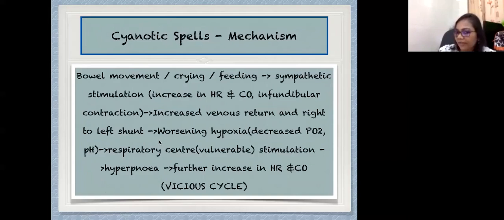So when the PO2 decreases and acidosis develops, the respiratory center gets stimulated and it makes the baby breathe more rapidly and deeply. Then this ends up in a vicious cycle, because hyperpnea will cause a further increase in heart rate and cardiac output. So this is the mechanism of a cyanotic spell.